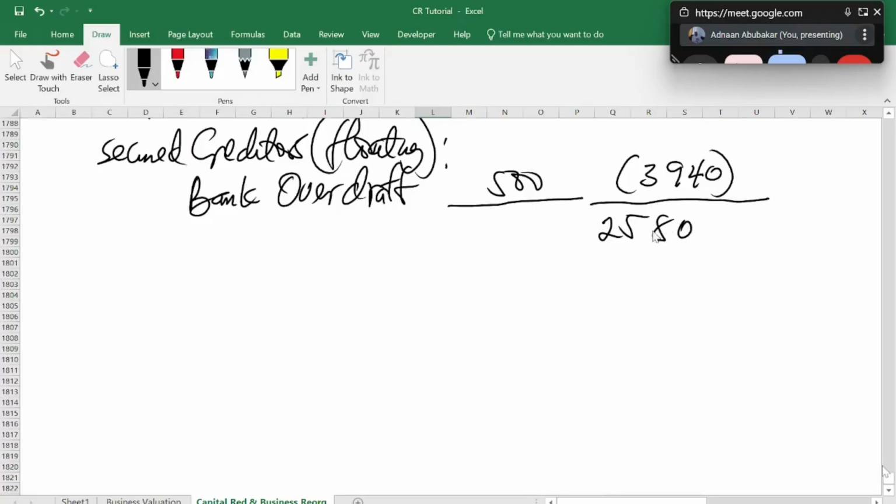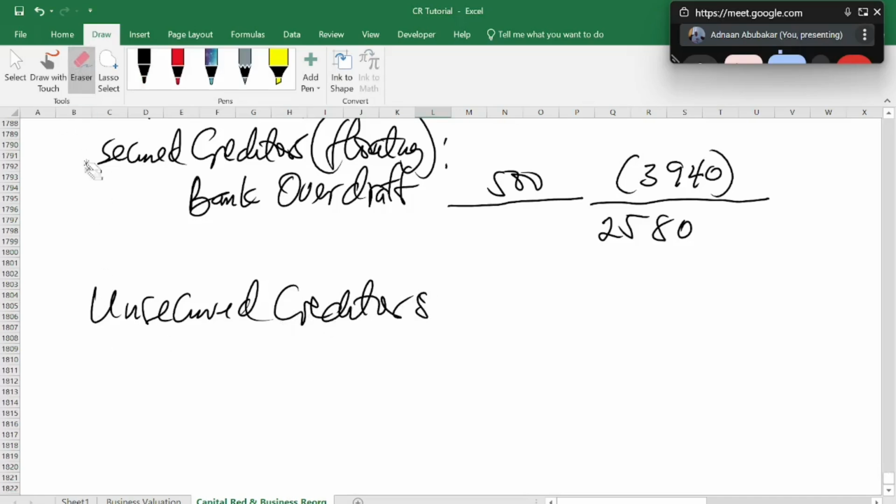So this is what you have left, the balance you have left. Then you continue from there. What follows? From there, we move on to the unsecured creditors. And I told you that unsecured creditors consist of what? Trade creditors, general creditors, suppliers, and there you pick them one by one.